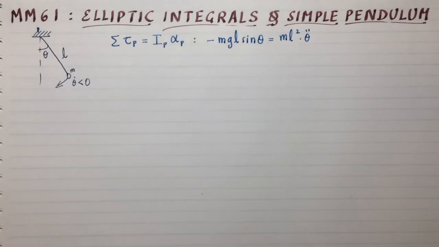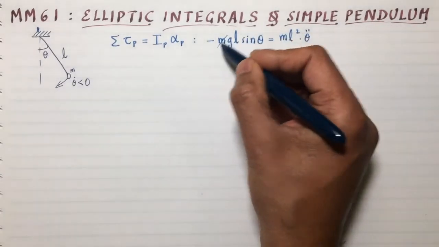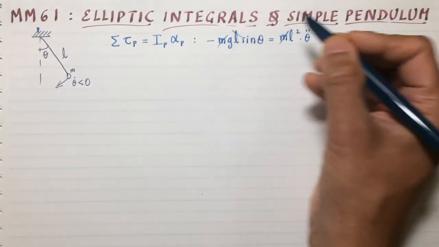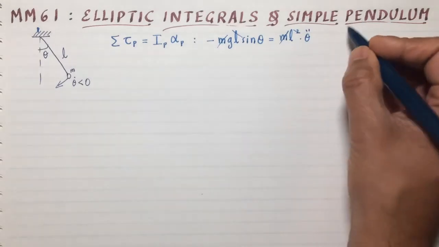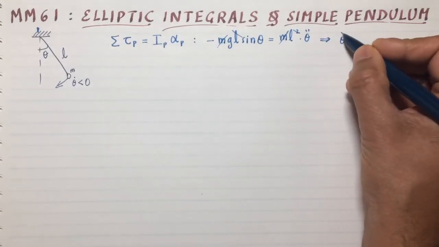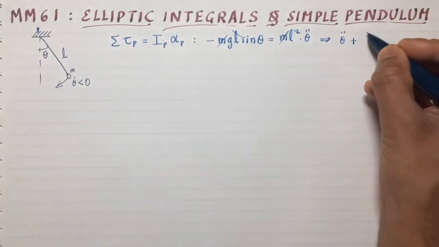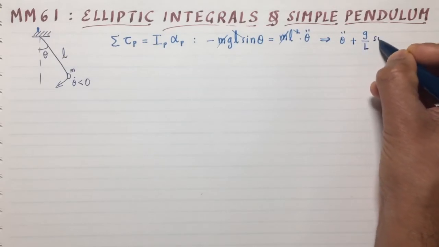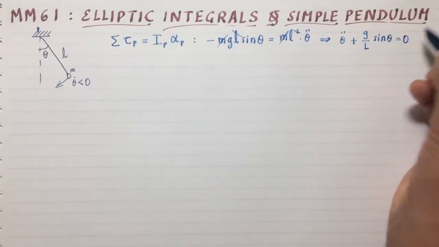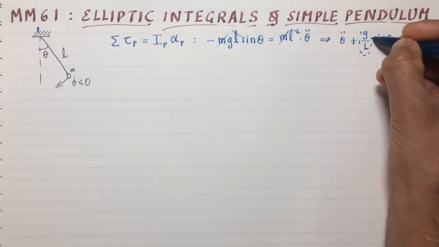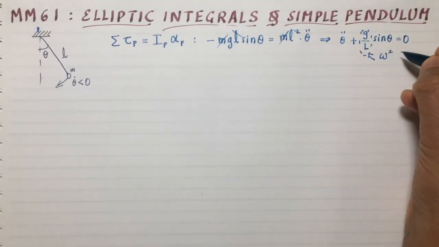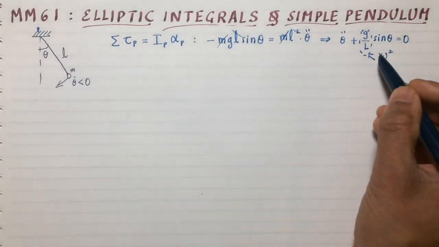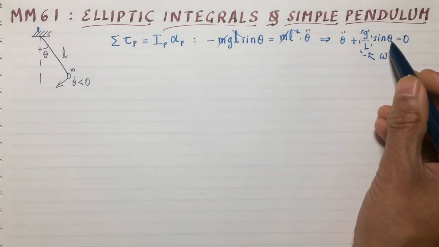We are using here Newton's notation of dot, meaning time derivative. The mass of the pendulum does not matter. One of the factors of L also cancels out. And I'm going to get theta double dot plus g over L sine theta is equal to 0. G over L is sometimes called the natural frequency of the pendulum, omega squared. This is what you would get if the pendulum angle were really small.